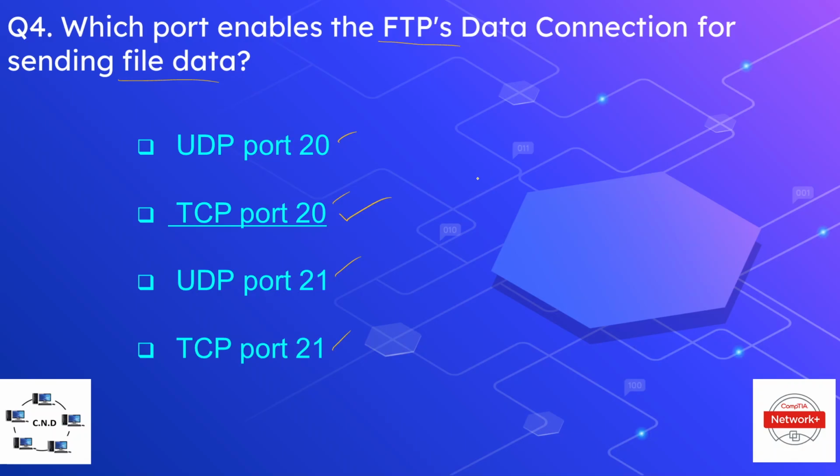So remember that for FTP, the client makes two connections with the server. One is for data, and the second connection is for control. So the data uses the port number 20, and this is TCP. TCP port number 20 is used for data connection.